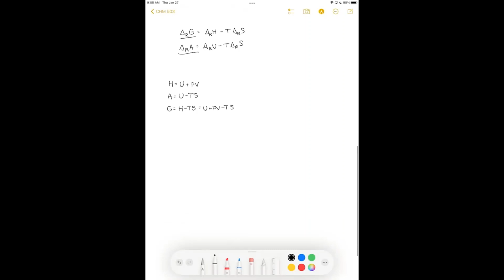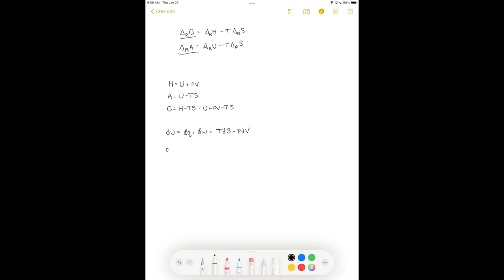So we've seen a few times, let's think about our internal energy change. So we know that dU is equal to dq plus dw. If we have specifically a reversible process, dq is equal to T dS, and dw is equal to negative P dV. And since U is a state function, we can use this for any internal energy change. So we can say that dU is equal to T dS minus P dV. And we can do this for our other functions as well, since they're all based off of U.